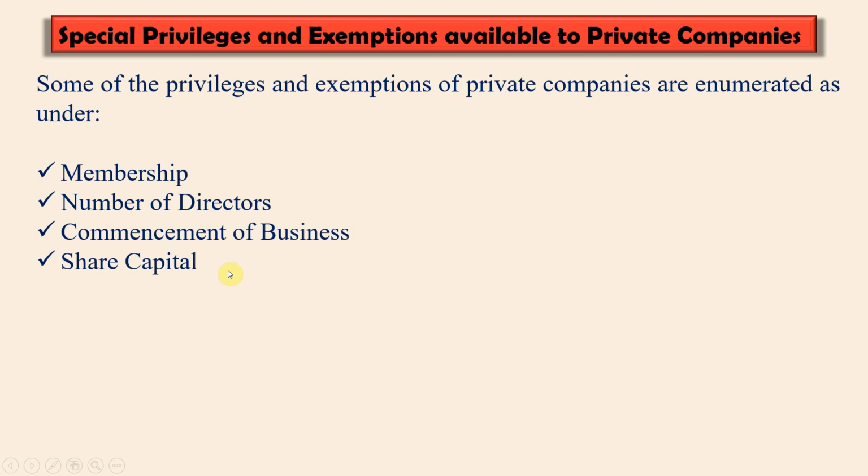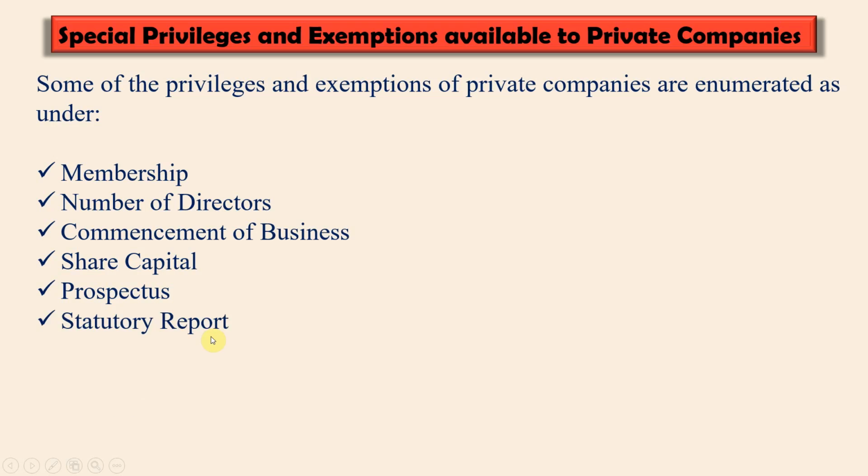Next comes share capital. See, it may issue share capital of such kinds, in such forms and with such voting rights as it may think fit. So according to its need, it can issue the share capital. Next is prospectus. Shares can be allotted by a private company without issuing a prospectus. In a public company, it is necessary to issue a prospectus, but in a private company, shares can be allotted without issuing a prospectus.